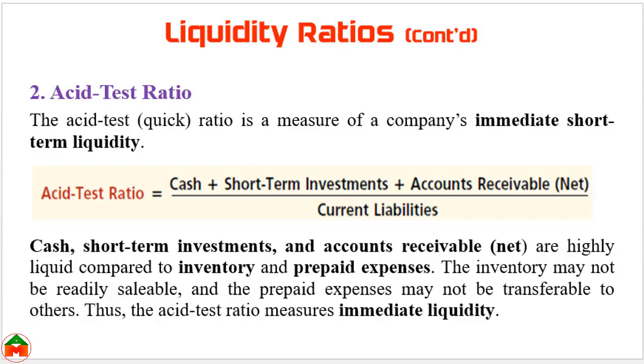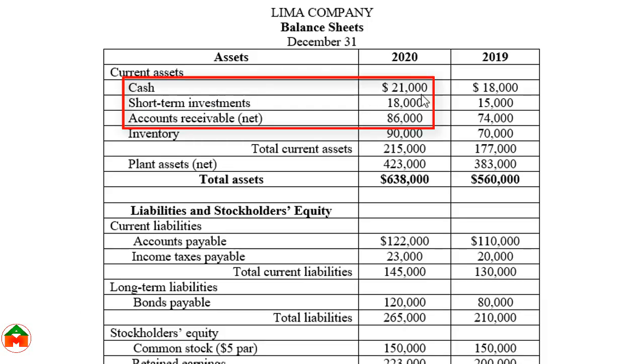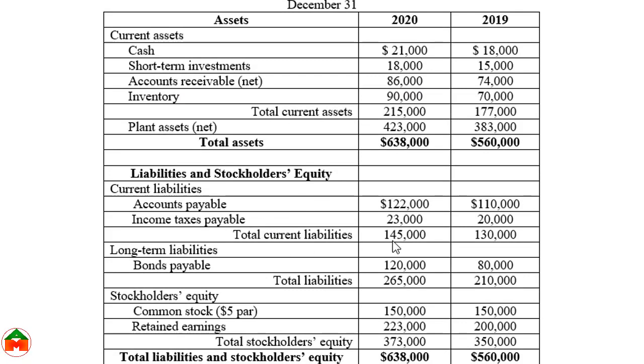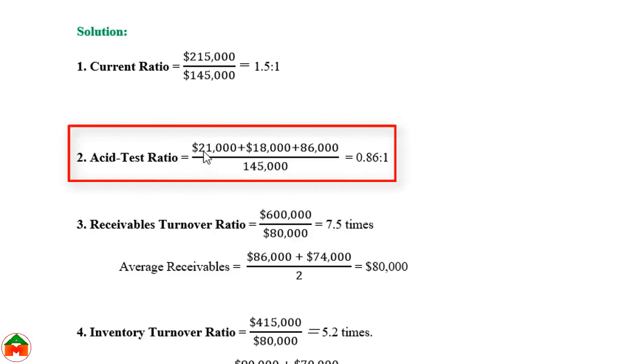Let's see the practical calculation. From the question we can see the amount of cash is 21,000 and short-term investment 18,000 and account receivable net amount is 86,000 and the amount of current liabilities is 1,45,000. Let's see the calculation. This is the calculation of acid test ratio. We added the 21,000 cash, 18,000 short-term investment and 86,000 net receivables, and we have divided it by the current liabilities 1,45,000. The answer is 0.86:1. That means quick asset is 0.86 against the current liability of 1.